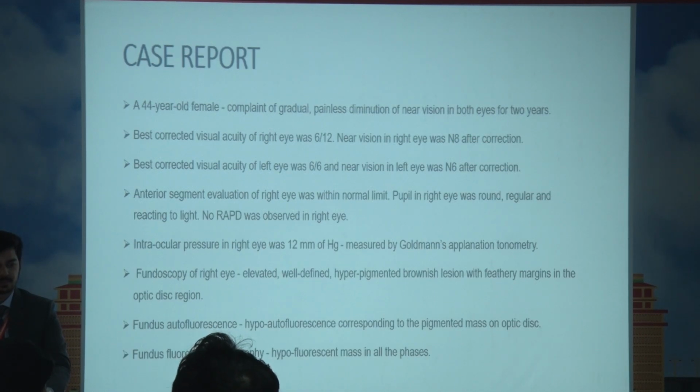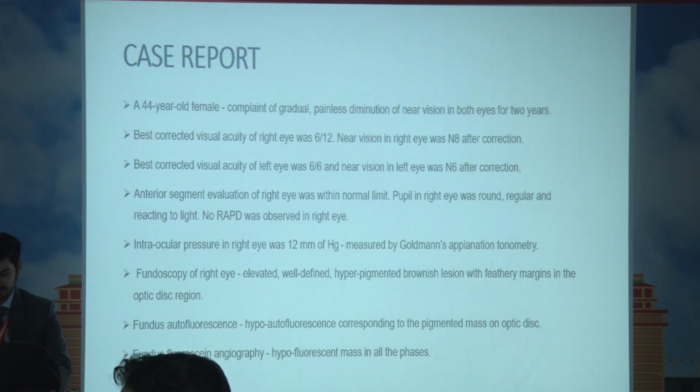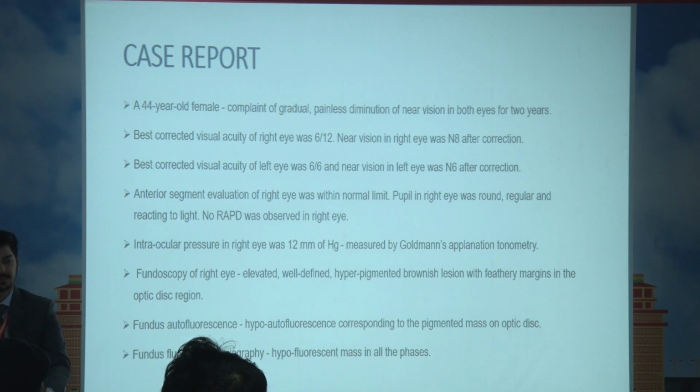My case report is about a 44-year-old female who came with a complaint of gradual painless diminution of near vision in both eyes for 2 years. The best corrected visual acuity of the right eye was 6/12, and near vision in the right eye after correction was N8. Best corrected visual acuity of the left eye was 6/6, and near vision was N6 after correction. Anterior segment evaluation of the right eye was within normal limits. The pupil in the right eye was round, regular and reacting to light. No RAPD was observed in the right eye. Intraocular pressure in the right eye was 12 millimeters of mercury, measured by Goldmann applanation tonometry.